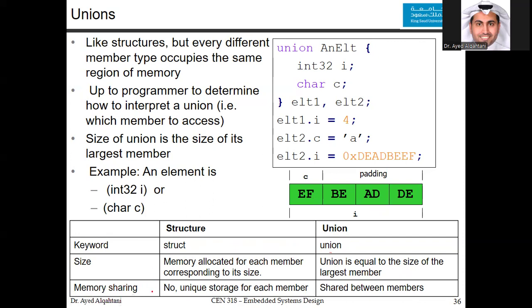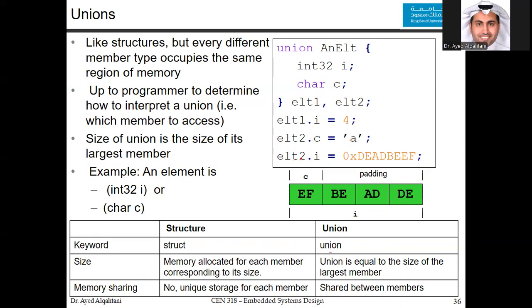In the structure, you don't have memory sharing. In the union, you can share the memory between the members. So now you have I and C. I is 32 bits, C is only 8 bits. If you say now I is equal to 4, it will assign it as the value 4. C is equal to A, or the character A. So you see what is the character A in binary, and it's assigned its value there.